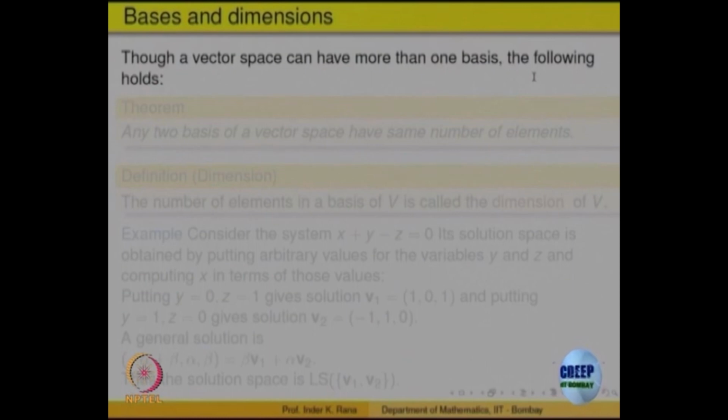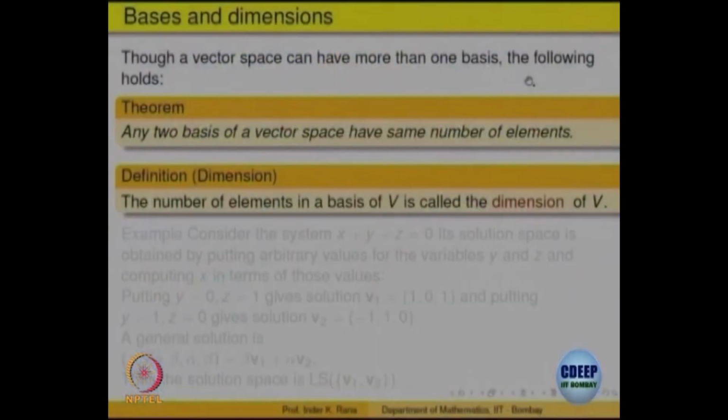However, a theorem in our subject says that any two bases of a vector space will have the same number of elements. The number of elements in two different bases has to be the same, it cannot be otherwise. In R2 we had B1 and B2, both had two vectors, right. One of them alone will not be able to generate. You want to see why?